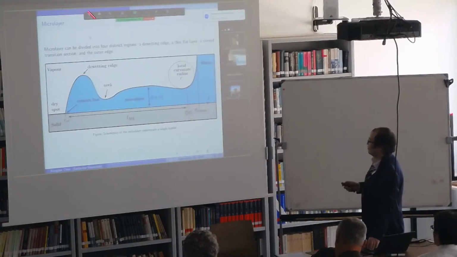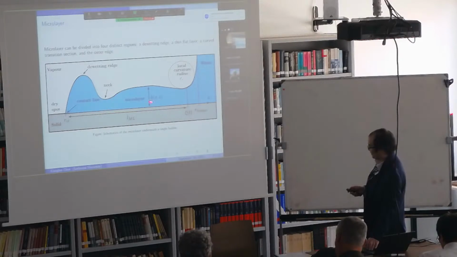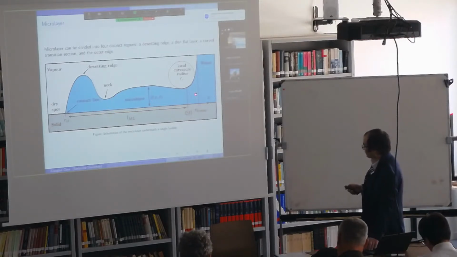And then we come to the micro layer. The micro layer can be divided into several regions. Here we have the contact line region, here we have the dewetting region, and here we have a neck. And this is almost a flat plate, which is the main micro region. And then we have a transition region connecting the outer part of the micro layer and the outer part of the boiling bubble.